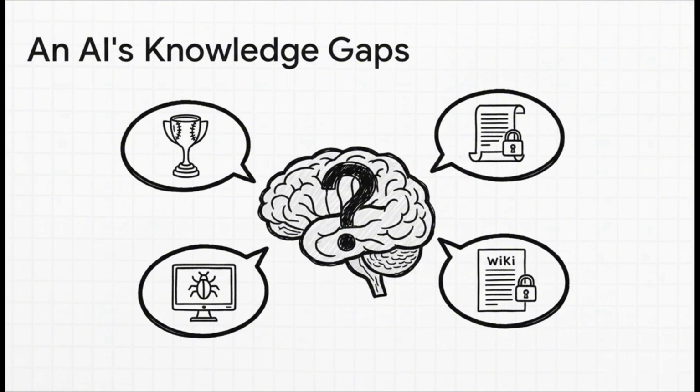Ask it about your company's internal data, or a very specific coding bug you're working on, or what's in your team's wiki, and you'll get a blank stare. This leads to a really fundamental problem. How do we teach an AI the specific things we need it to know?